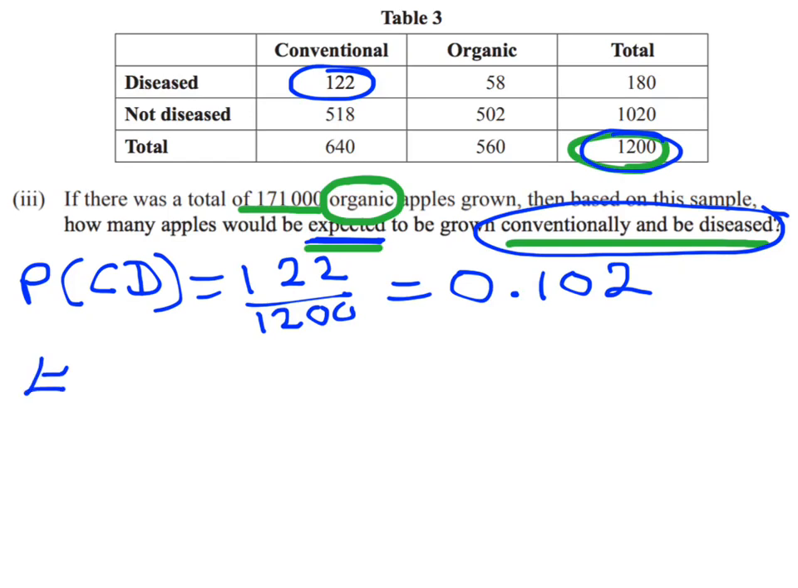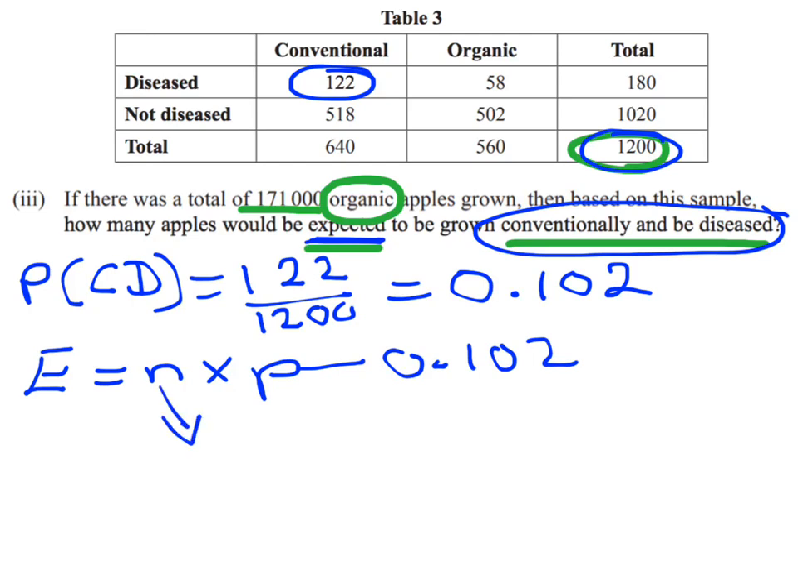Now there's this other key word that's been used: expected. As soon as we see expected, we think E equals N times P. That's what we're trying to find, but we've got a little bit of a trick in here. We've got our probability, conventional and diseased, which is 0.102.